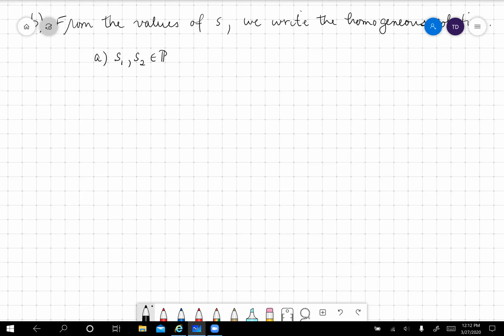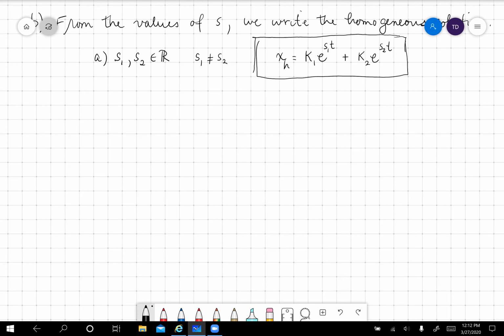They're members of the real, and S1 is not equal to S2. Just as a reminder, continue to write it. Here's the solution. X homogeneous equals K1 e to the S1t plus K2 e to the S2t. And this is true for any K1, K2. It works for all of them. Doesn't matter which one you choose, even if they're complex numbers. True for all of them.